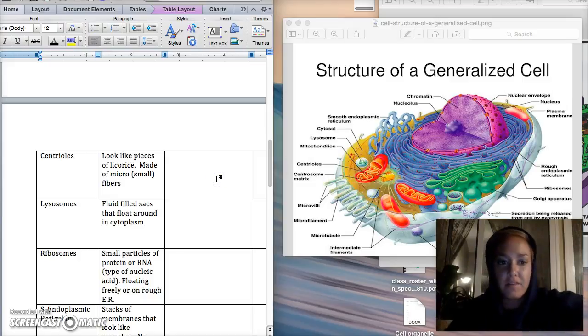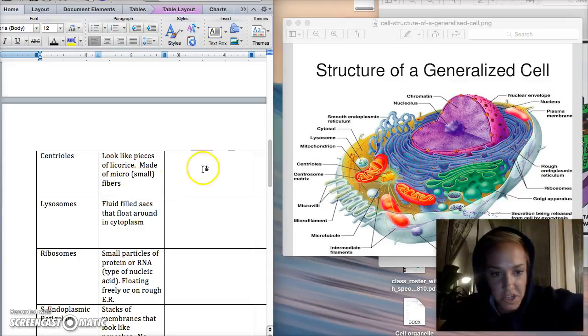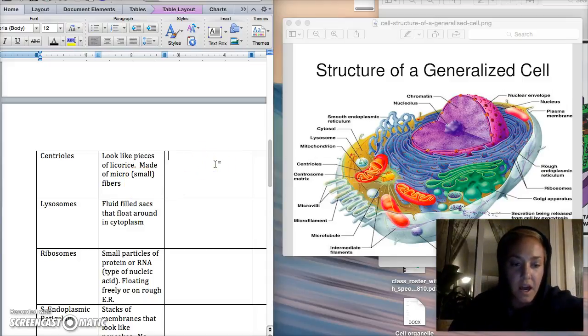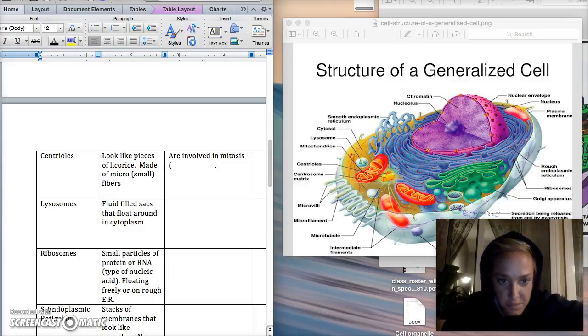And basically they're made of these microfibers. Basically that just means small protein. Don't worry too much about it. But you should know that the centrioles are involved in mitosis. We'll get to that later in the semester, but basically mitosis means cell division.